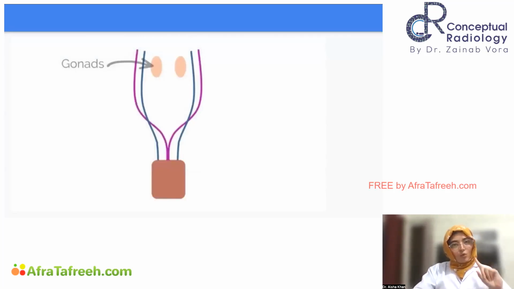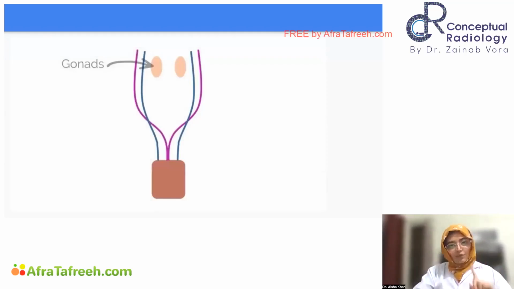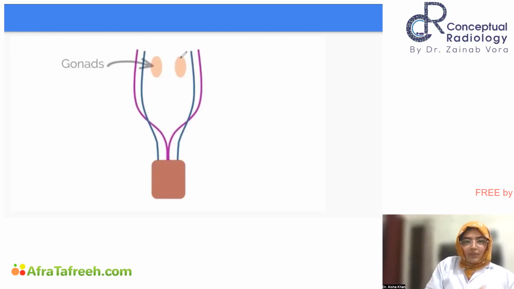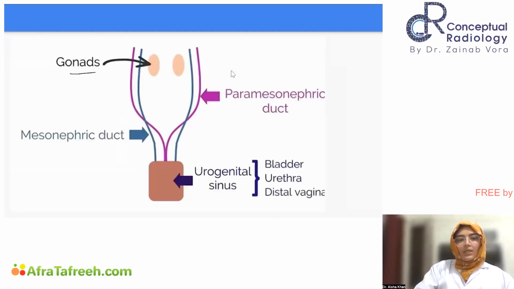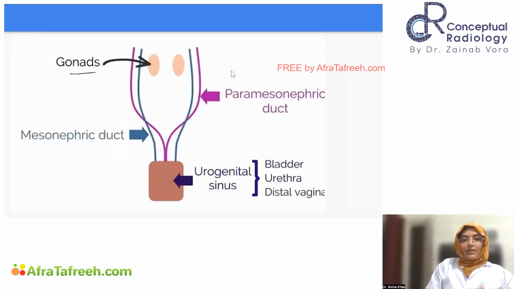Okay, we have the gonads. Then in women, right now we'll restrict ourselves to the female reproductive system. So we have the gonads, which is ovaries. Number two, we have the Mullerian ducts. And number three, we have the structure called urogenital sinus. Okay. So these are my gonads. And in this, you can see that we have the paramesonephric duct, which is the Mullerian duct, and lower down we have the urogenital sinus.